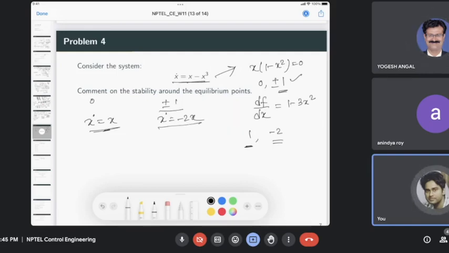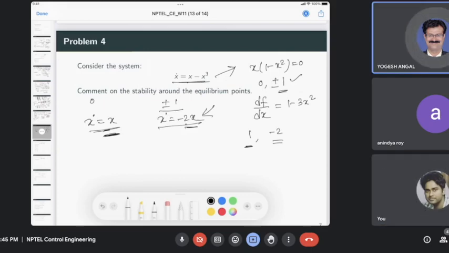And you can easily now comment that this is stable and this is unstable, because of the positive sign and the negative sign. Also you can compute the poles or the eigenvalue of the system. Sir, you are saying that x dot is equal to minus 2x from the equilibrium point that you calculate from dou f by dou x. Now you are saying that the system is stable. How do you say the system is stable in that case?